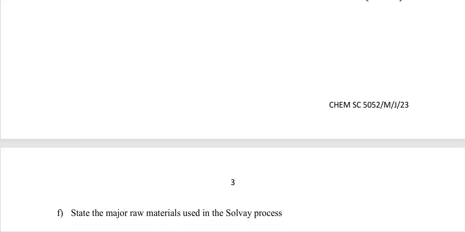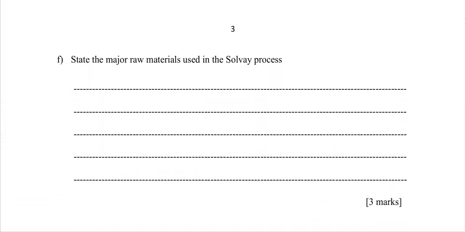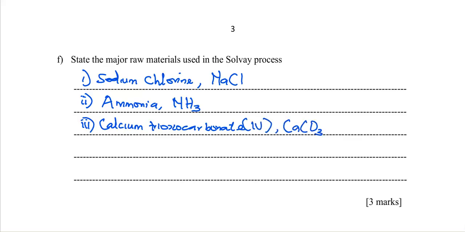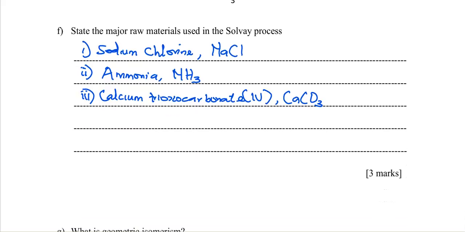The next question says, state the major raw materials used in the Solvay process. The major raw materials used in the Solvay process are 1, sodium chloride, which is brine, its chemical formula NaCl. 2 is ammonia, its chemical formula NH3. 3 is calcium trioxocarbonate 4, its chemical formula CaCO3. These are the major raw materials used in the Solvay process.